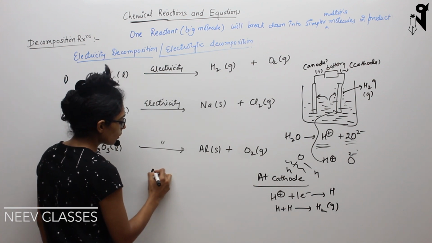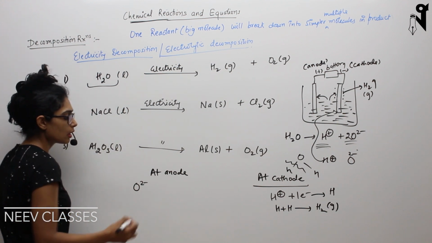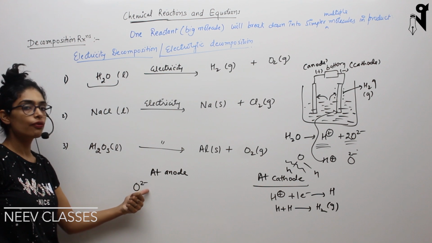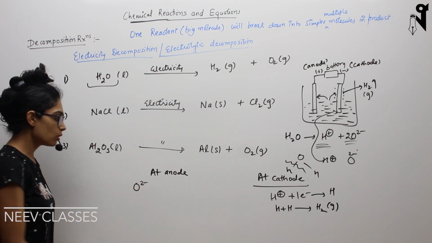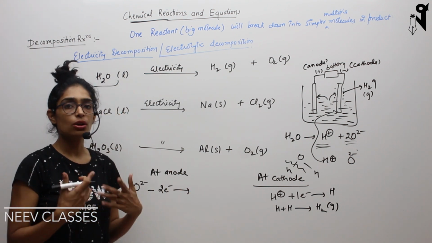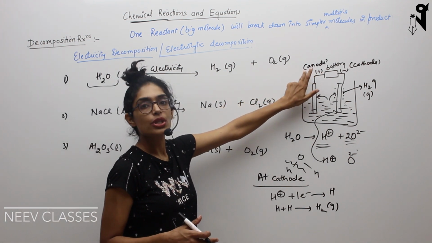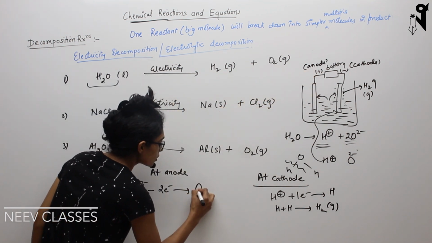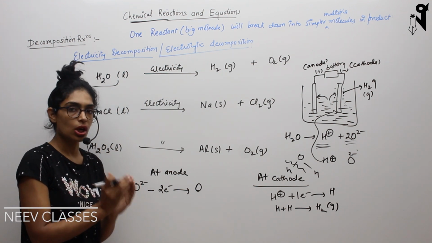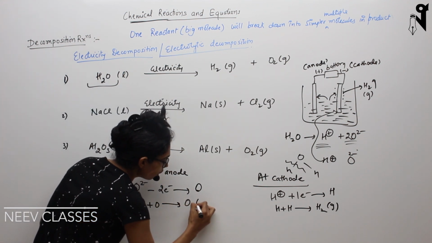Similarly, at the anode, what will happen? O2 minus will go to the anode, which is a positive terminal. It has excess electrons, 2 extra electrons. So it will give away its 2 electrons. It will say, please let me get rid of these electrons. Because this anode is electron deficient, the oxygen will get converted into a normal oxygen atom, only O, no charge on it. Similarly, two oxygen atoms will combine and form O2 gas.